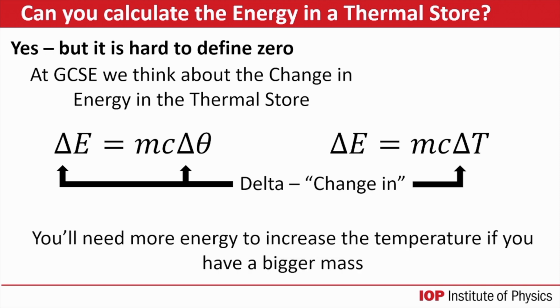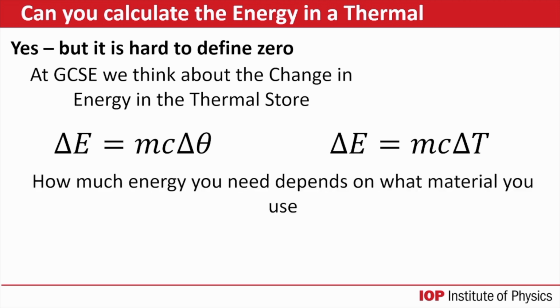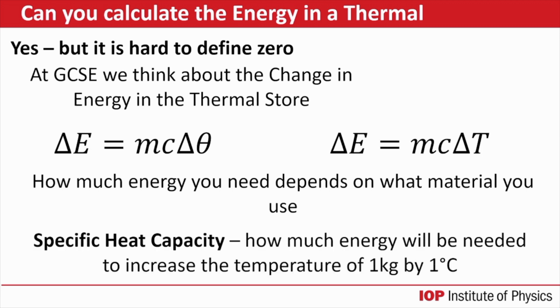What this equation shows us is that if you have a larger mass that you're trying to heat up, then the amount of energy needed to increase the temperature will be greater for the larger mass. It also shows us that how much energy is needed to change the temperature will depend on what material you're using. And this brings us to the idea of specific heat capacity.